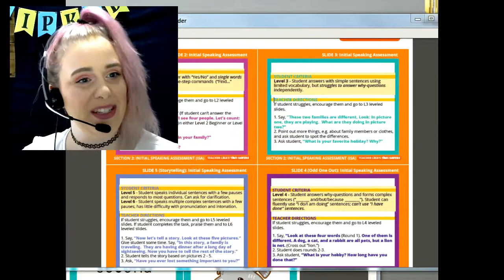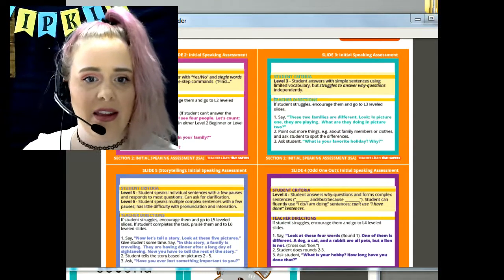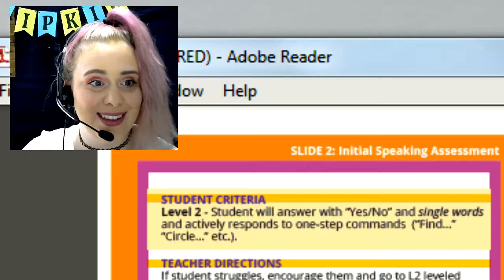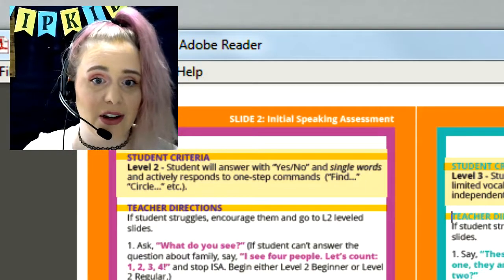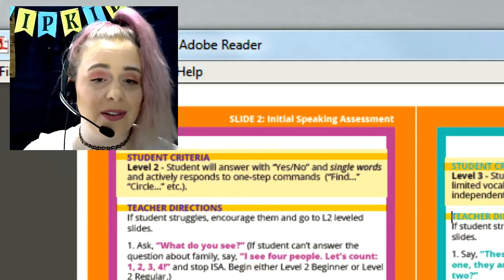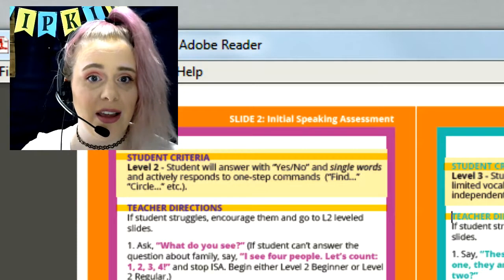Okay, so this is what the 4 cards look like. Now let's zoom in and take a look. So at the top of the card, it says what slide it's for. This is starting on slide 2. Okay, so we start on slide 2.